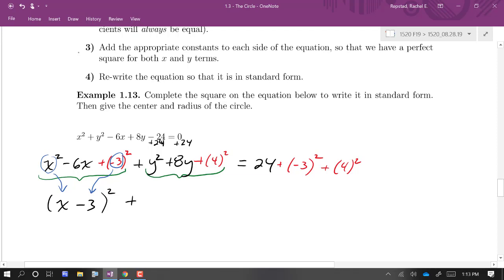What is y squared plus 8y plus 4 squared? Y plus 4. Yeah, y plus 4 all squared. And then over on this side, we'd have a little arithmetic to do. 9, so 24 plus 9 plus 16. 49. 49. Perfect. So this is standard form.